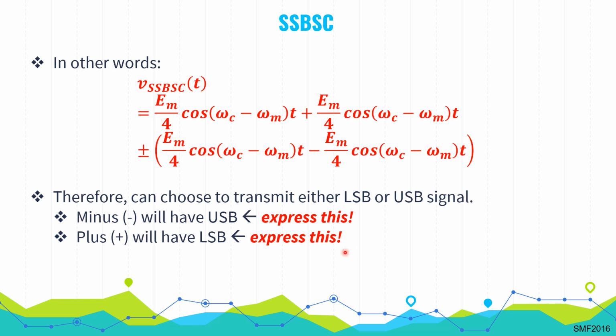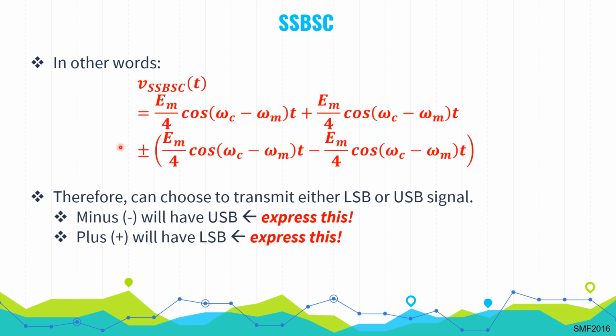From the previous slide, we have the expression for the SSBSC signal. V sub SSBSC of t is equal to E sub m divided by 2 cosine of omega sub m times t cosine of omega sub c times t plus or minus E sub m divided by 2 sine of omega sub m times t sine of omega sub c times t.